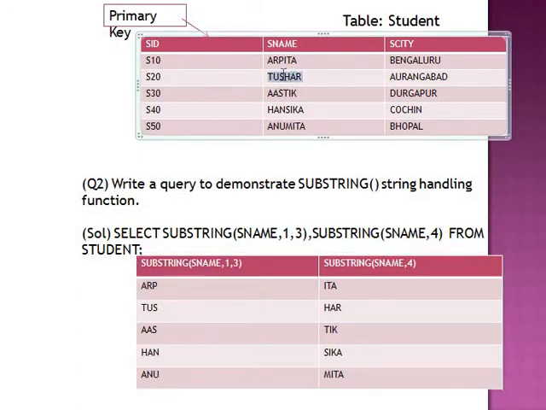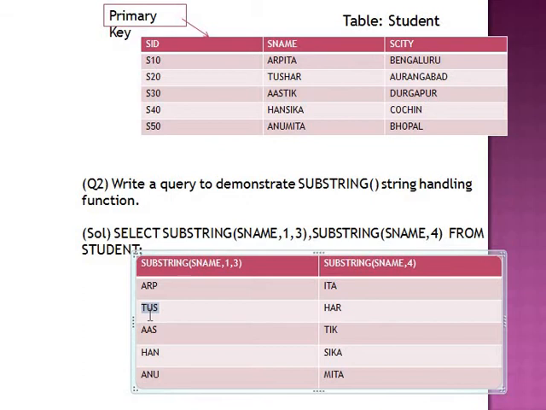In the same way, for the entry Tushar of the column sname, the position of the first letter is 1, that is T in the first position, and again since we have to extract 3 characters in total, including the letter T, I am extracting 2 more letters U and S, and this gives TUS, which is the part of the string Tushar, and then TUS shall be displayed in the output under this column, that is substring of sname 1, 3.